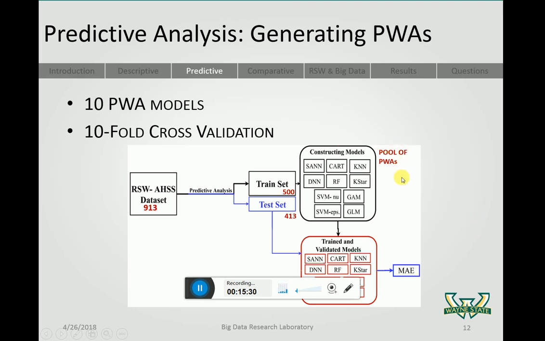Then this pool is trained by the train set and tested by the test set, and these are the sizes of the train, test, and original data set. Finally, the generated models are tested by the original test set, and the original MAE is returned.